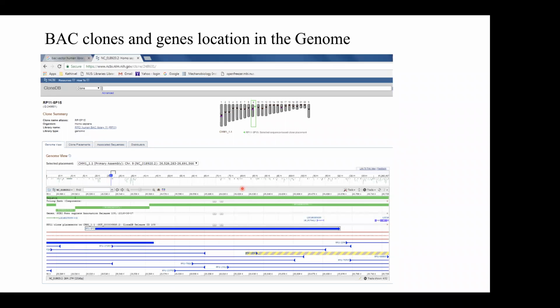Here also, this is the way you can see it when you use the NCBI website. Here is one example of a chromosome. Then these are the corresponding bacterial BAC clones. Then this is the genomic region.